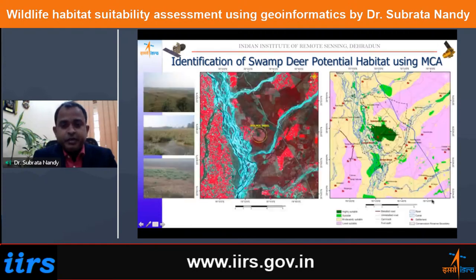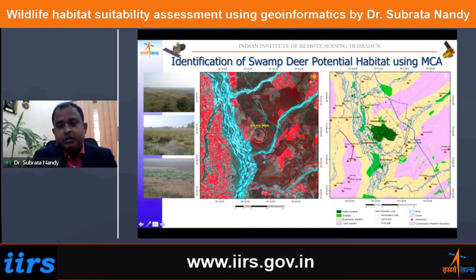Now, if you see this line here, this is the area. This is the photograph of this area. This is the conservation reserve. You can see this swamp. Now, the output map which I showed here, on the right hand side, this is the area. Of course, this was a known area, a potential habitat for swamp deer, as swamp deer was there. So we could identify that the nearby area is also suitable.